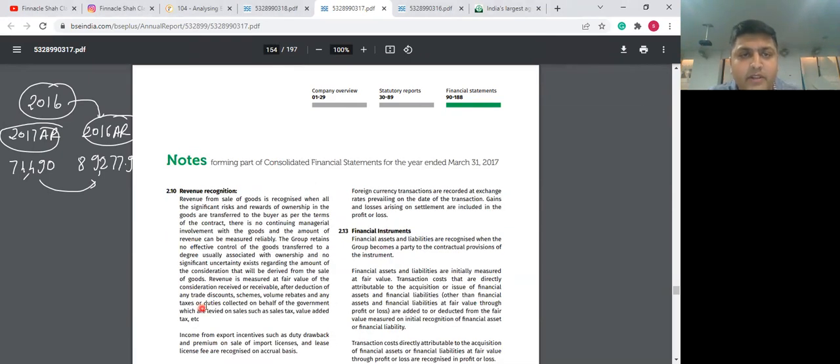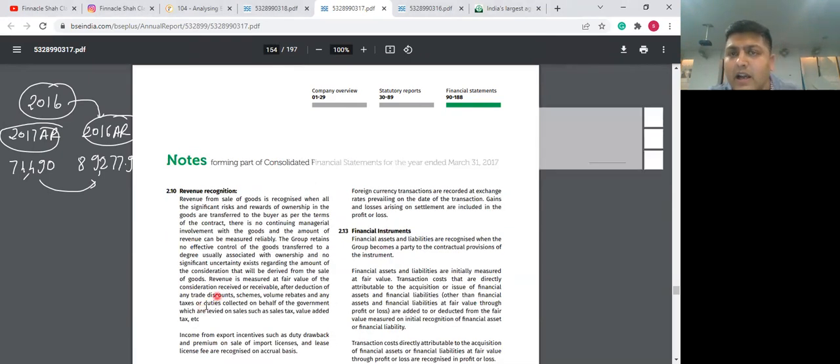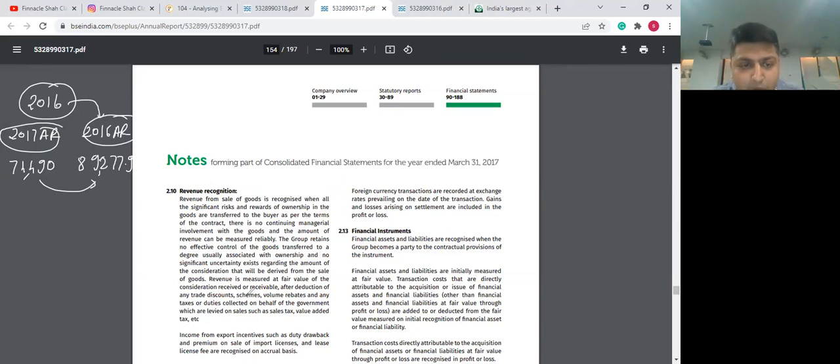So for the revenue recognition policy, all you need to do is understand how the revenues are recorded. Now, if you take a look at the last paragraph, let's read it together. Revenue is measured at fair value, consideration received or receivable after deduction of any trade discount schemes, volume rebates, any sales taxes or taxes collected on behalf of the government, value added tax, etc. Those are subtracted. Now, that's a standard way, as we saw even in Hindustan Unilever Limited and likewise, right?